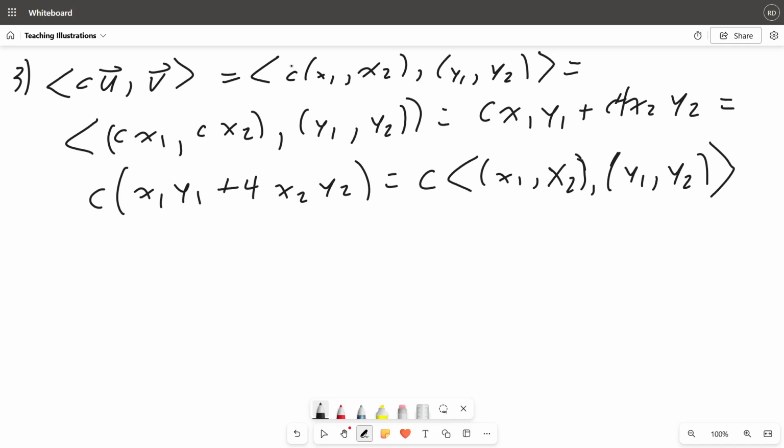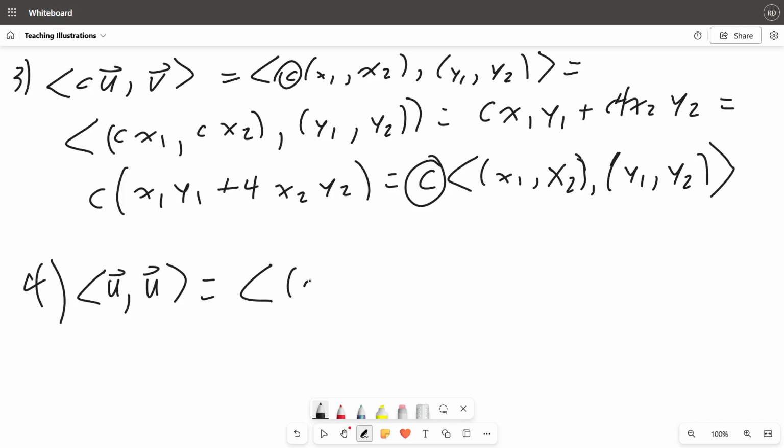Okay, so the C that started inside was able to be taken outside. And for the final property, let's do the inner product of a vector with itself. Well, that would be (x1, x2), comma, (x1, x2).